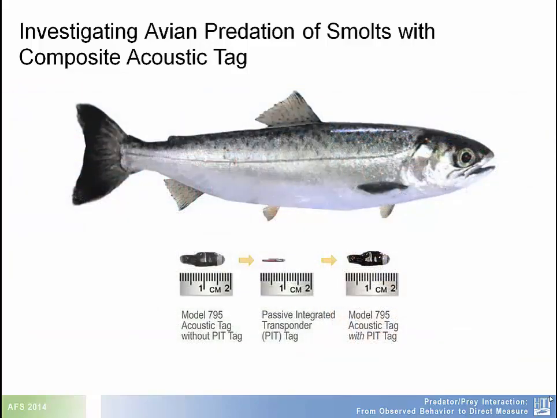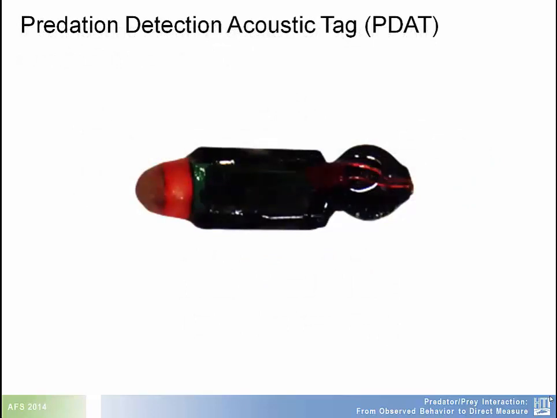Here is an acoustic PIT tag composite, designed for avian predation studies. PIT tag integration into the acoustic tag adds about 0.1 gram weight to the acoustic tag. However, there is need for a tag that can identify an acoustic tagged fish that has been eaten by a non-avian predator. In 2013, HTI developed a prototype Predation Tag, similar in size, shape, and weight to normal acoustic tags used for juvenile salmon.